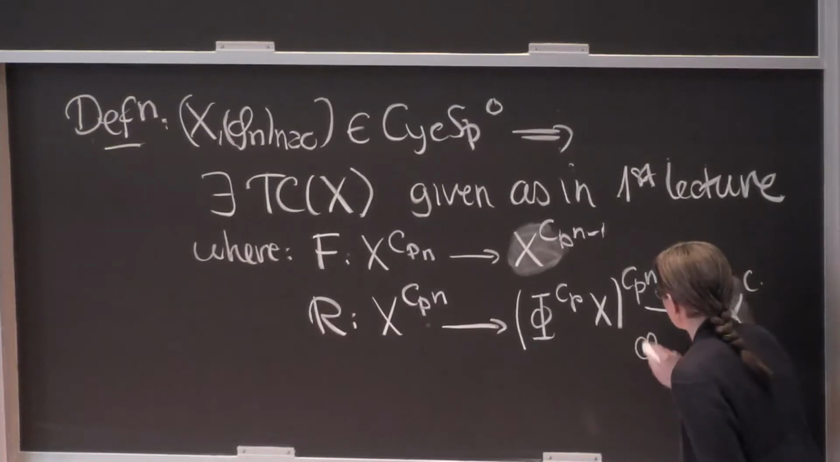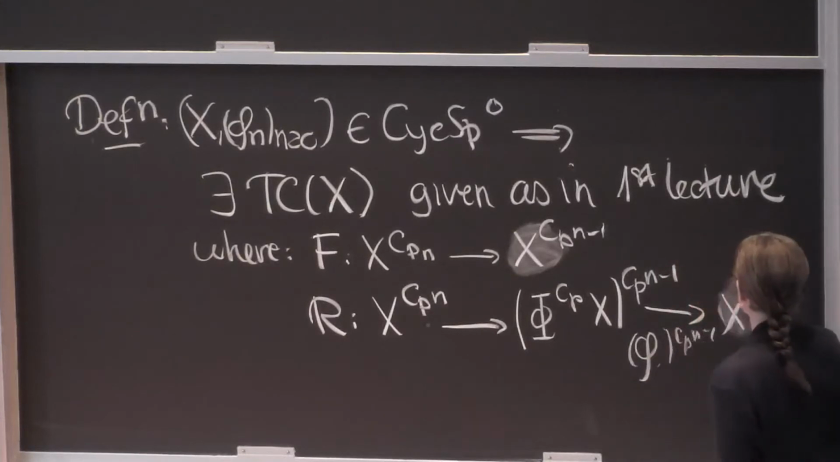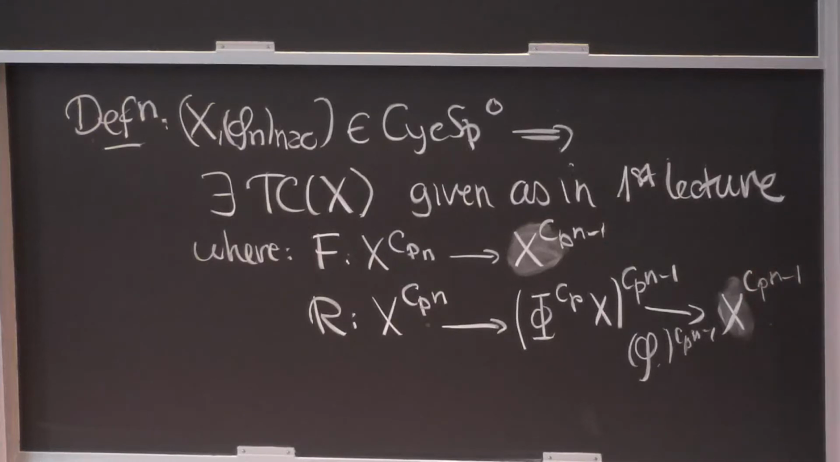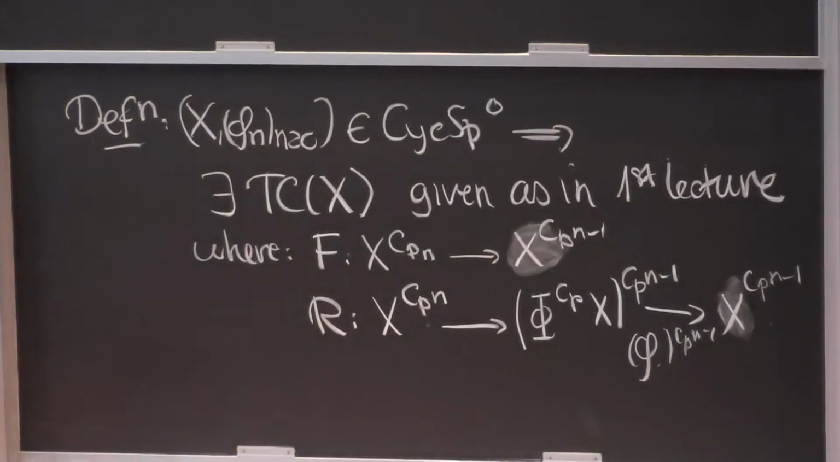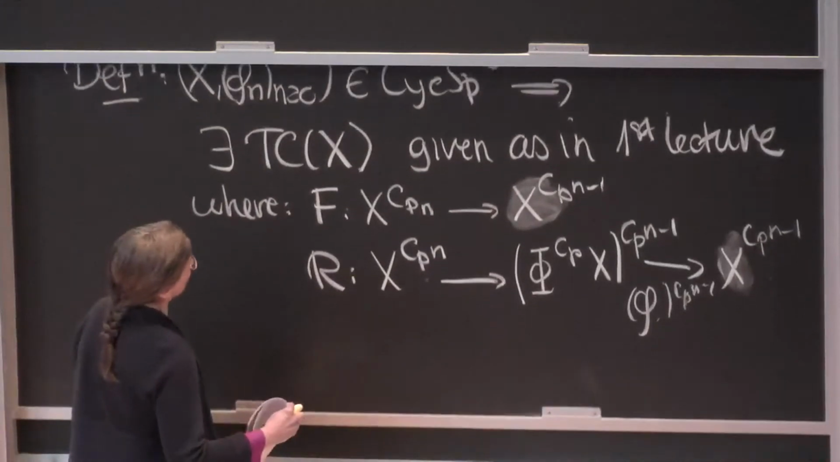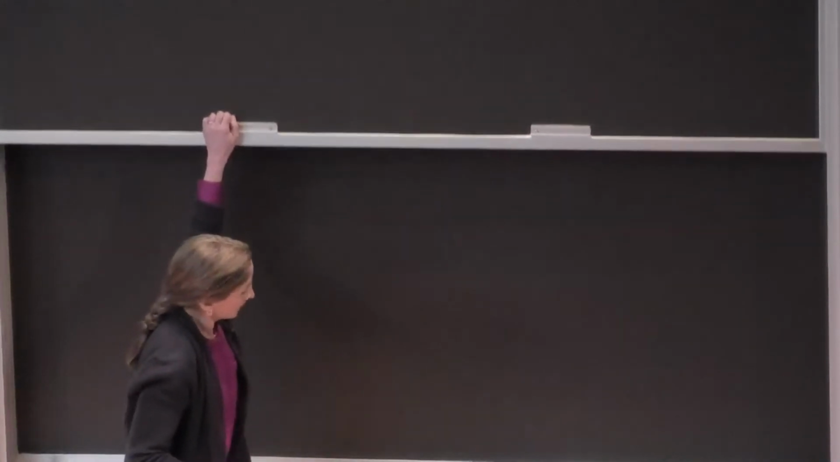So use our phi, C_{p^(n-1)}. So we just use those maps F and R, and we can use exactly the same construction, where we first build this TR construction, and then we take the equalizer of TR with respect to F and with respect to the identity.